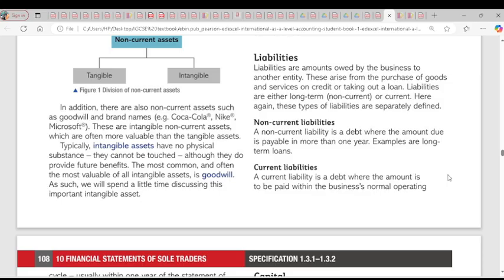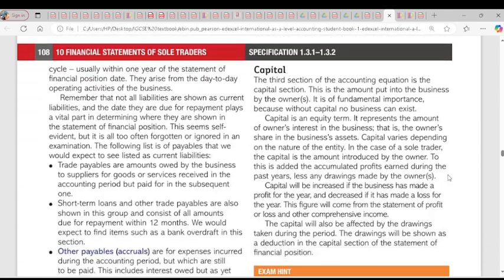And even bank overdraft, you might have to pay it even within a month. Sure, so it's a short-term loan. Any question about that? That takes us to capital. Why do we call it capital? We call it capital because it represents the amount of money the owners of the business put into the business.